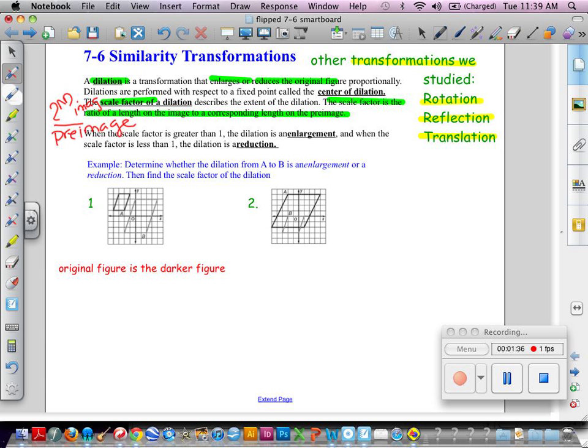Determine whether the dilation from A to B is an enlargement or a reduction. All right, so make note here, I already typed it in. The original is the darker figure, so I'm looking at my dark figure to my second figure. It's getting bigger, so I would call that an enlargement.